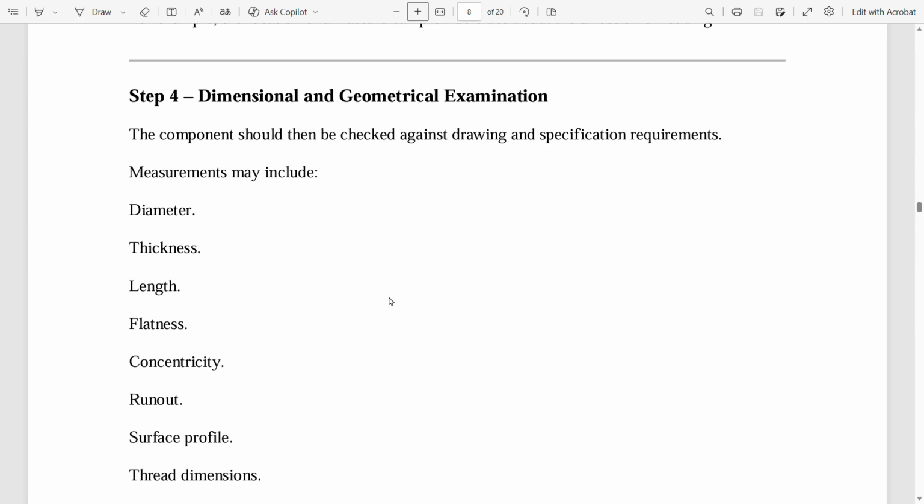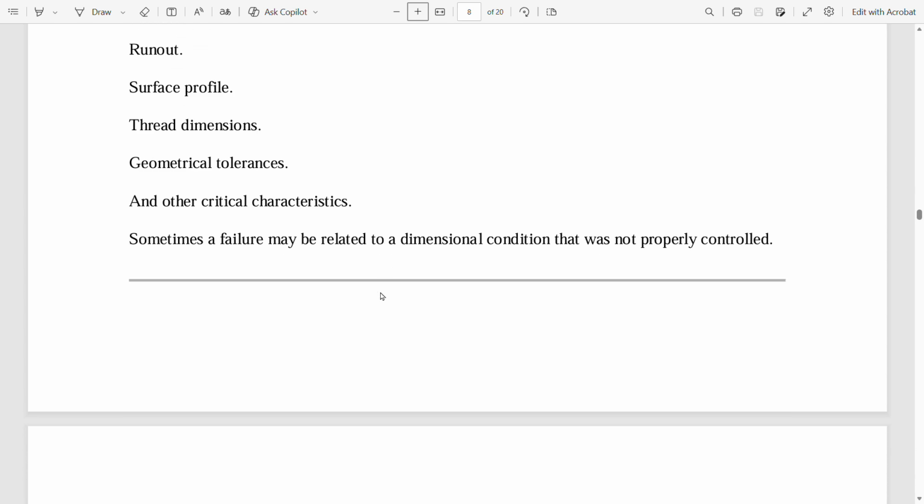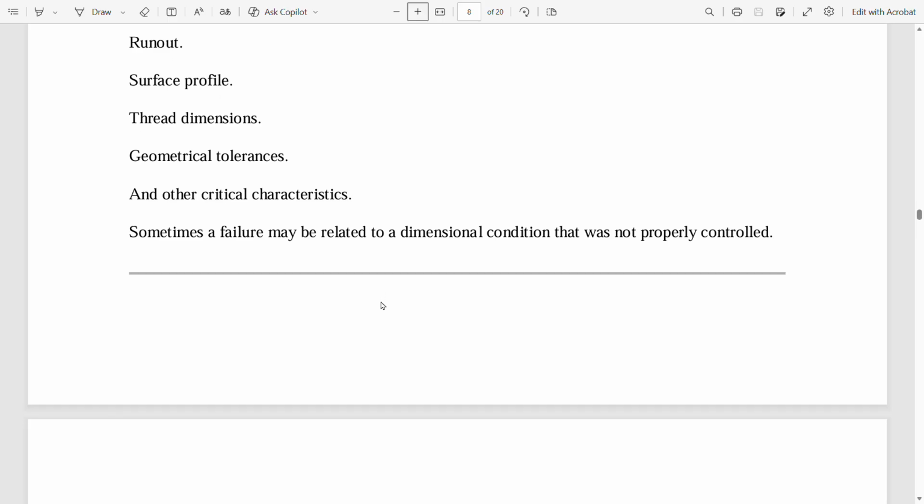For example, the location of a fracture can provide clues about the direction of loading. Now step 4. Dimensional and geometrical examination. The component should then be checked against drawing and specification requirements. Measurements may include diameter, thickness, length, flatness, concentricity, runout, surface profile, thread dimensions, geometrical tolerances, and other critical characteristics.